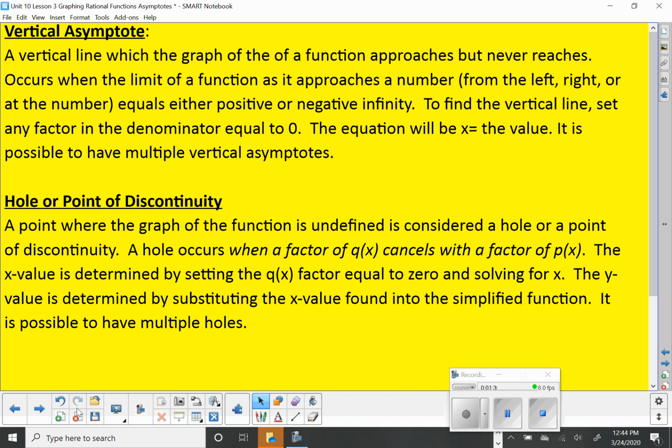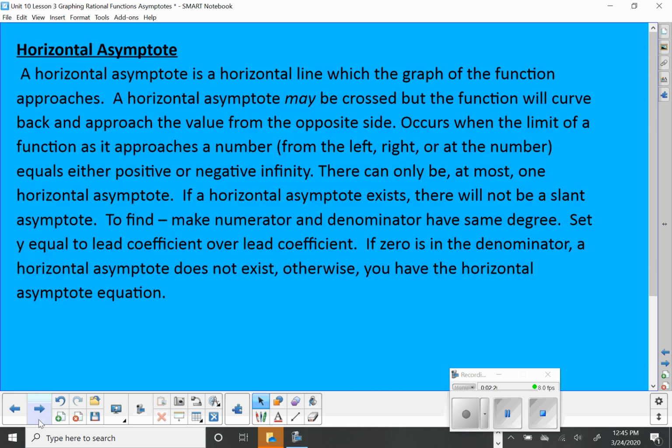Now, a hole or point of discontinuity. A point where the graph of the function is undefined is considered a hole or a point of discontinuity. A hole occurs when a factor of q of x, the denominator, cancels with a factor of p of x in the numerator. The x value is determined by setting the q of x factor equal to 0 and solving for x. The y value is determined by substituting the x value found into the simplified function. It is also possible to have multiple holes. So you can have more than one vertical asymptote, you can have more than one hole or point of discontinuity. The example is going to make it much easier to see these, but these are the written definitions.